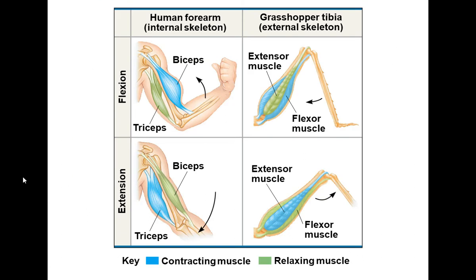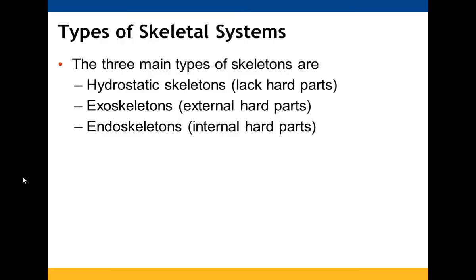So there we see the biceps and triceps. Those would be antagonistic muscles, like the extensor and the flexor muscle in the grasshopper tibia. And we'll talk about the different skeletons in a second.